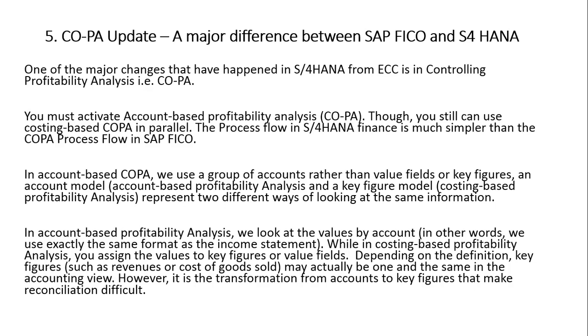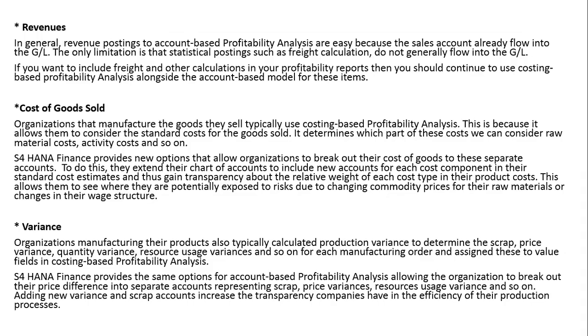In account-based profitability, we look for the values by account. We can use the exact same format for the income statement. While in costing-based profitability analysis, you can assign values to key figures and fields. So these are a few changes. Of course, revenue and profitability, cost of goods sold, variance analysis. These are some changes that have happened, using these various functionalities.